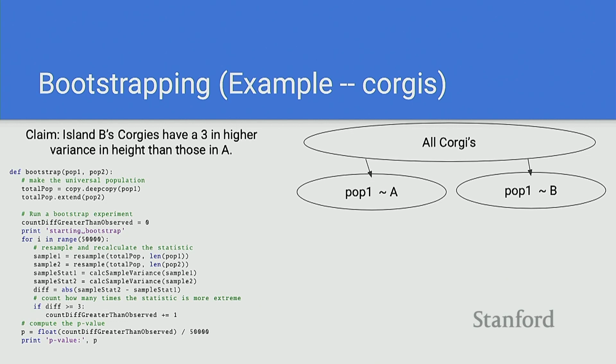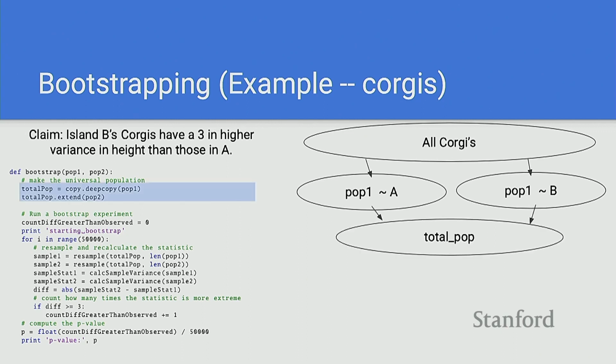The way we do that is, here's the population of all the corgis. We draw population 1 from the corgis in island A, and we draw a population, oh, that's supposed to be 2. Great, there's a typo. Population 2 is supposed to be from corgis of B. Then we combine them into a general population and start resampling. The way we start is, this blue part is the execution of the code. So we first create the total population of all the corgis.